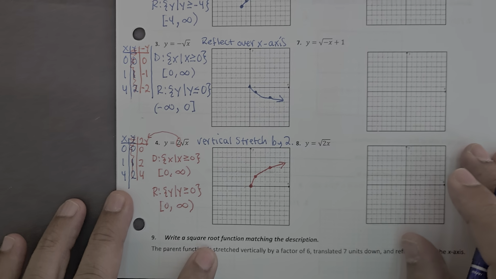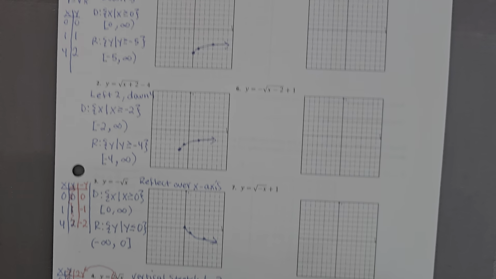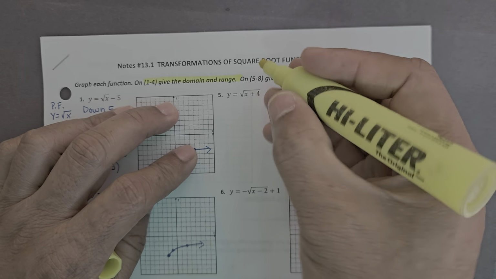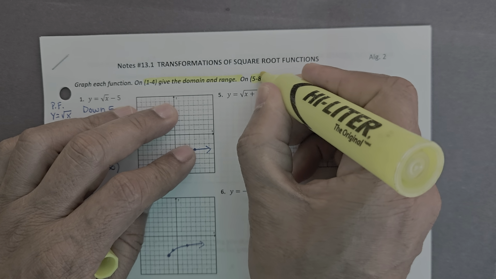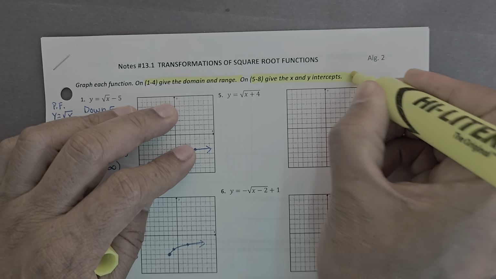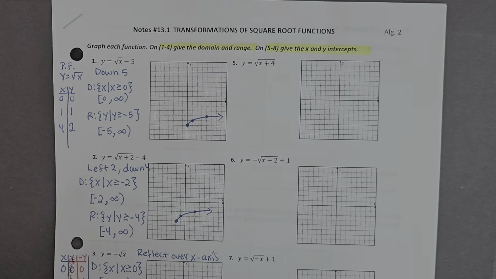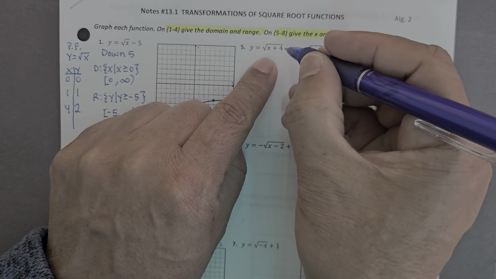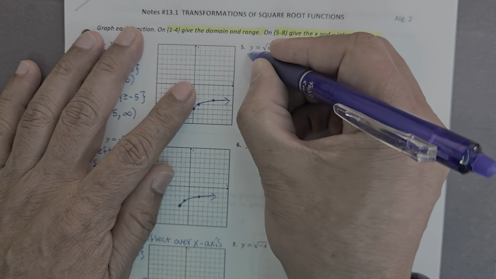Let's go to 5, 6, 7, and 8. So let's start with number 5. For 5 through 8, I don't need to give domain and range. I need to state the x and y intercepts, but we will be able to see them on the graph as we sketch the graph. So first, notice the transformation. Plus 4 means the graph is going to go to the left 4.